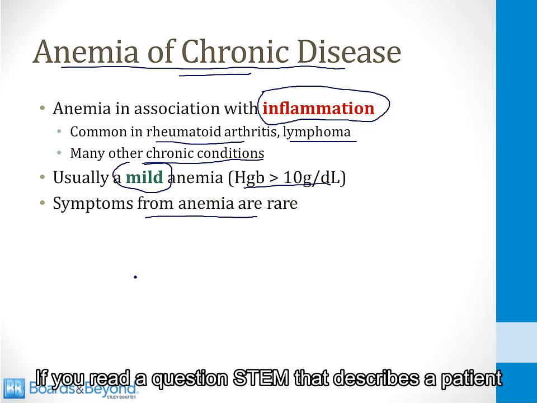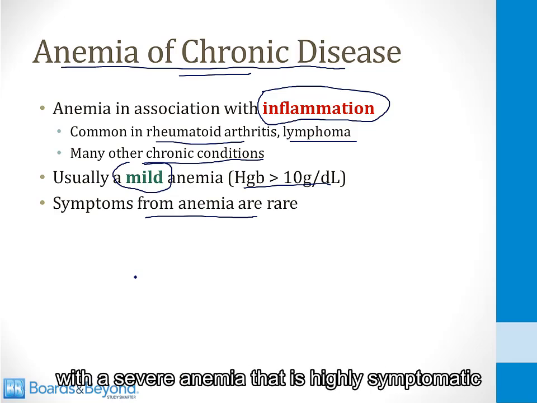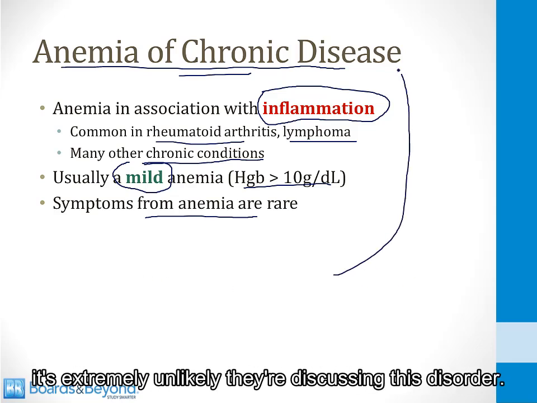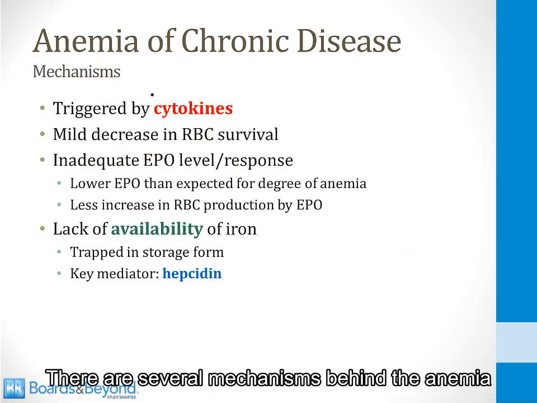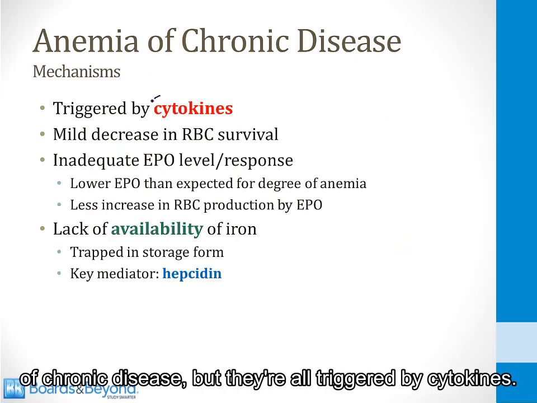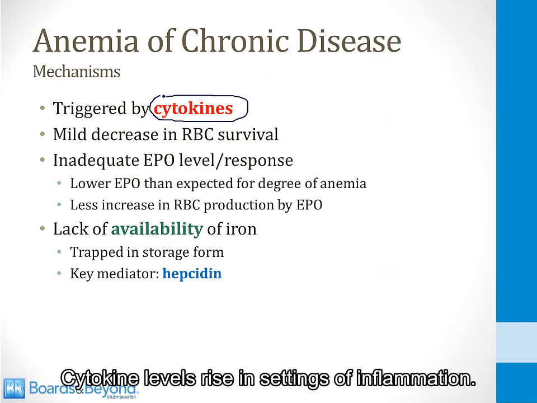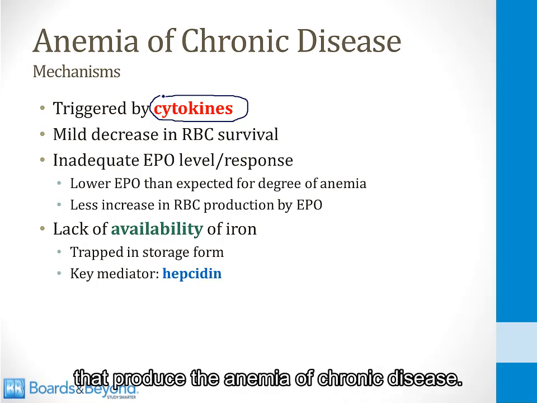If you read a question stem that describes a patient with a severe anemia that is highly symptomatic, it's extremely unlikely they are discussing this disorder. This is usually picked up incidentally on routine blood work. There are several mechanisms behind the anemia of chronic disease, but they are all triggered by cytokines. Cytokine levels rise in settings of inflammation, and this leads to a series of changes that produce the anemia of chronic disease.